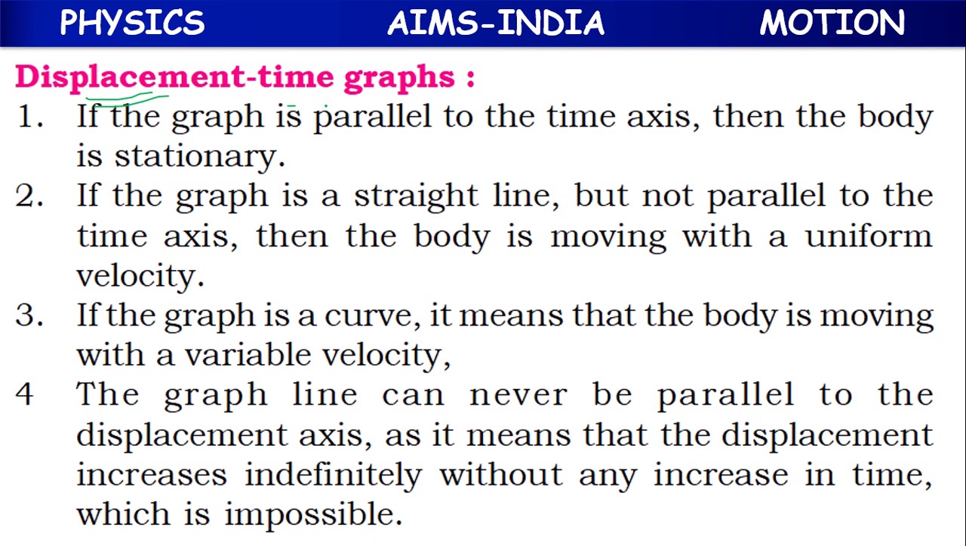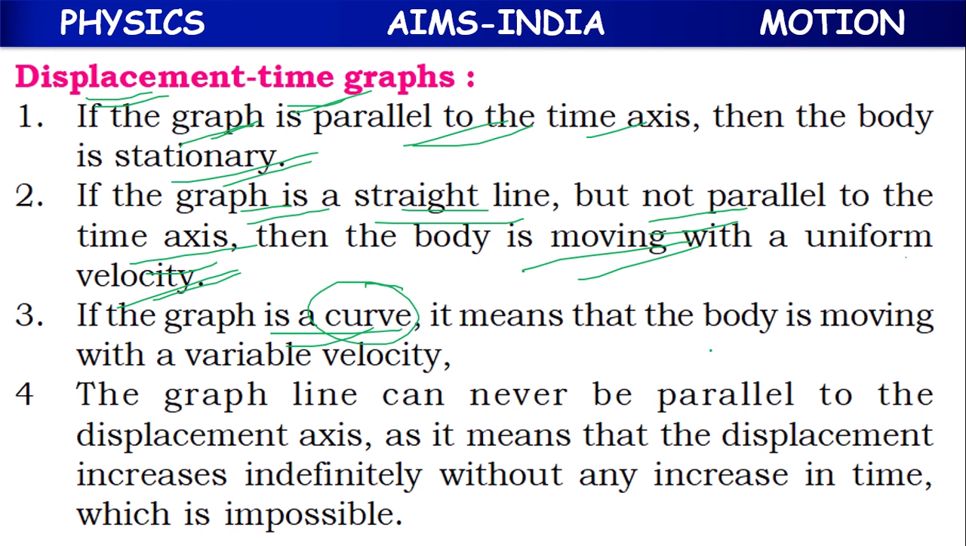Next, displacement time graphs. If the graph is parallel to the time axis, then the body is stationary. If the graph is a straight line but not parallel to the time axis, then the body is moving with uniform velocity. If the graph is a curve, then the body is moving with variable velocity.